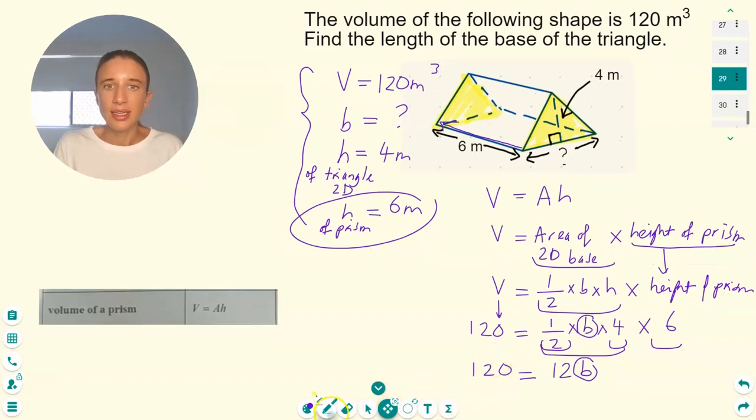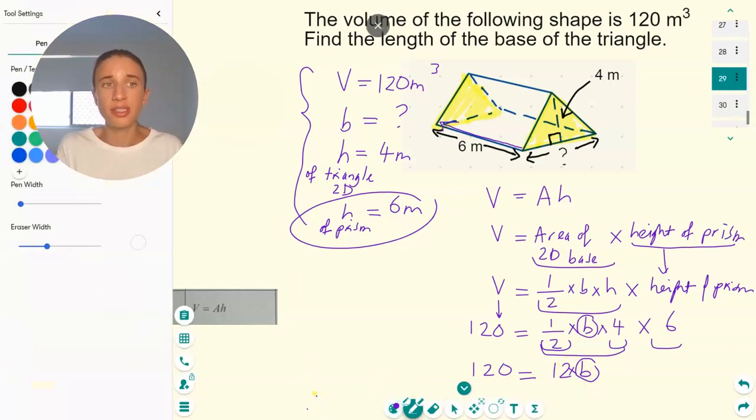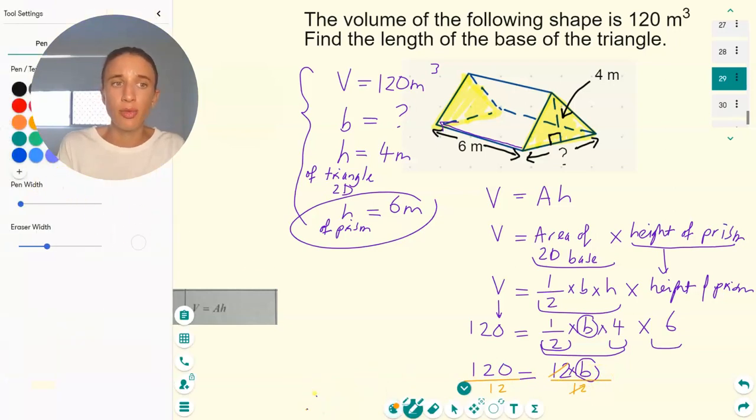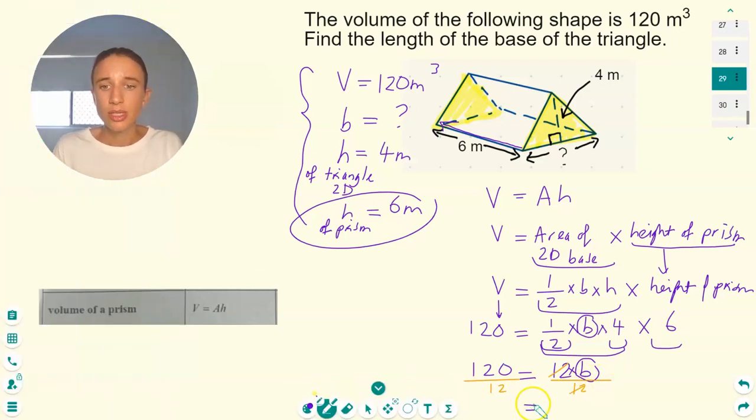And then, again, finding the length of the base of the triangle. So rearranging for B. In algebra, when two things are written next to each other, they are being multiplied. Now, what is the opposite of multiplying? The opposite of multiplying by 12 is dividing by 12. And what we do to one side, we must do to the other. So see how those 12s will cancel and we'll just be left with B.